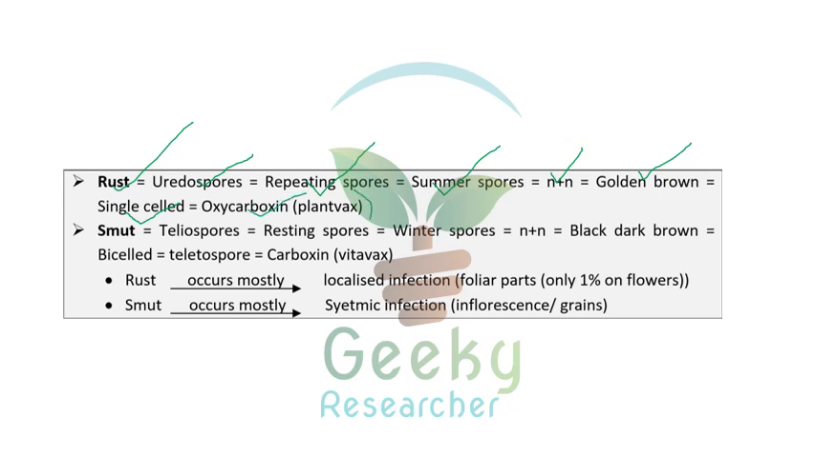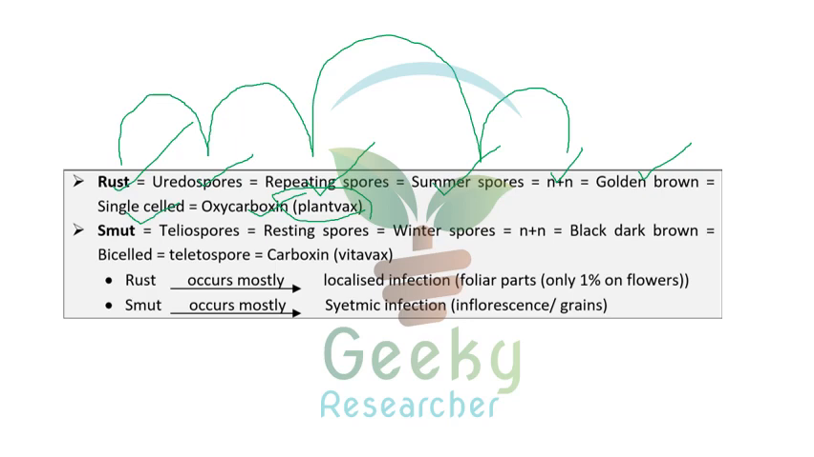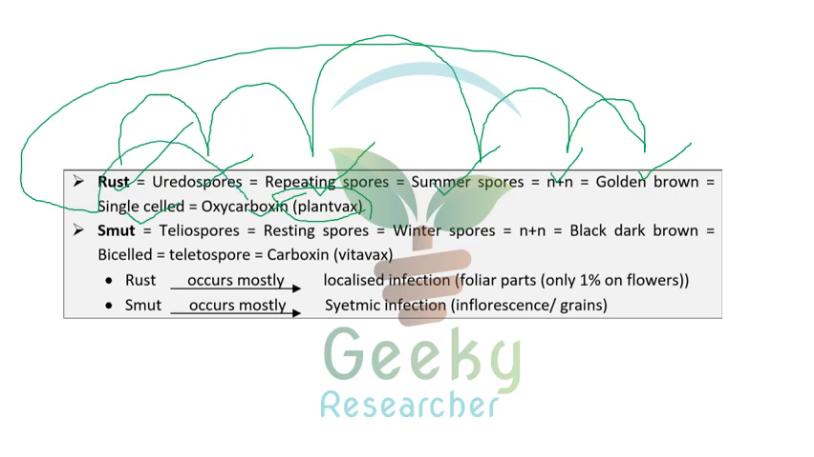The trade name of carboxin is Plantvax. So this is the order, that's why I placed it. Again, rust produces uredospore. Uredospores are repeating spores which continuously reproduce, that's why it's called a repeating spore. It is a summer spore, n+n condition, that is dikaryotic, and the color of uredospore is golden brown, where it is single celled, and the management is oxycarboxin.